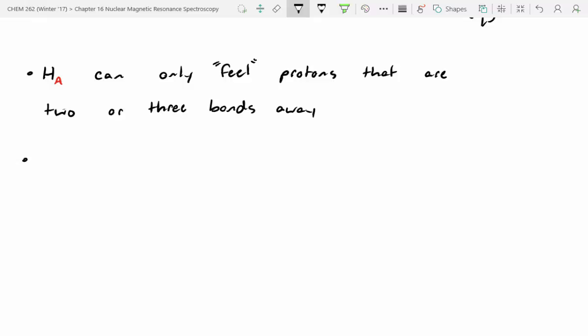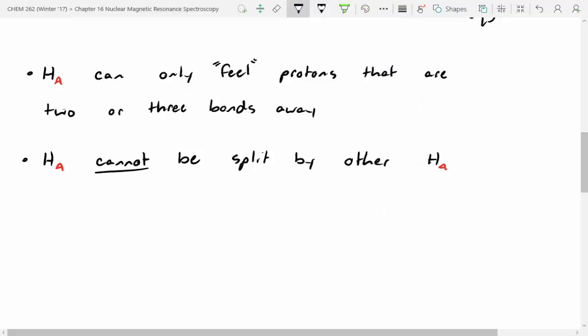There's also another important rule, and that is protons that are identical can't split one another. So HA cannot be split by other HAs.